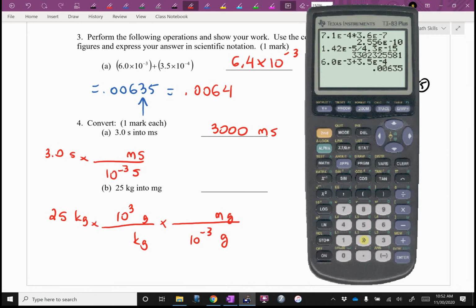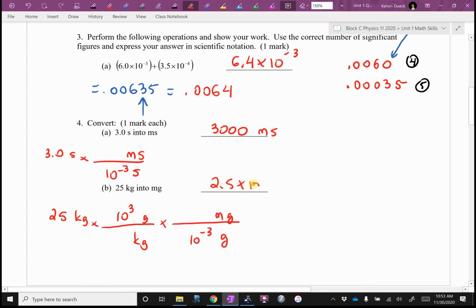So it's going to be 25 times 10 to the 3rd divided by 10 to the negative 3rd. I might get an answer in scientific. No, not quite. 25 with 6 zeros, I would give you full marks. It's less work for me to write this in scientific notation, so I'm going to write 2.5 times 10 to the 7th. And that is milligrams. But a 2, 5 followed by 6 zeros, I would give you full marks.